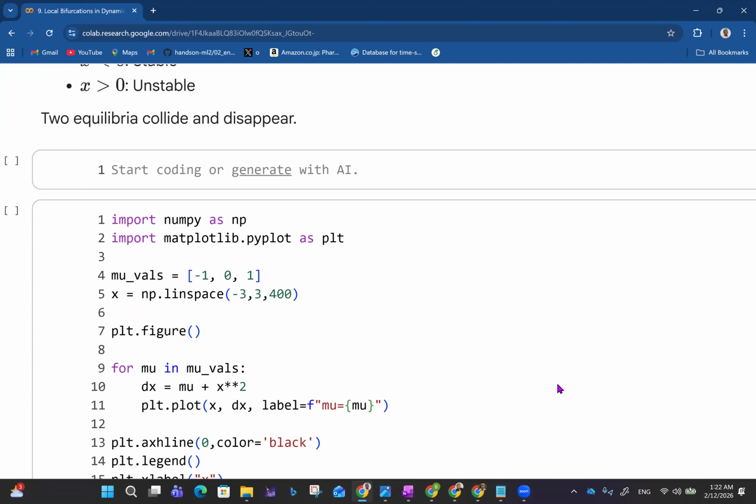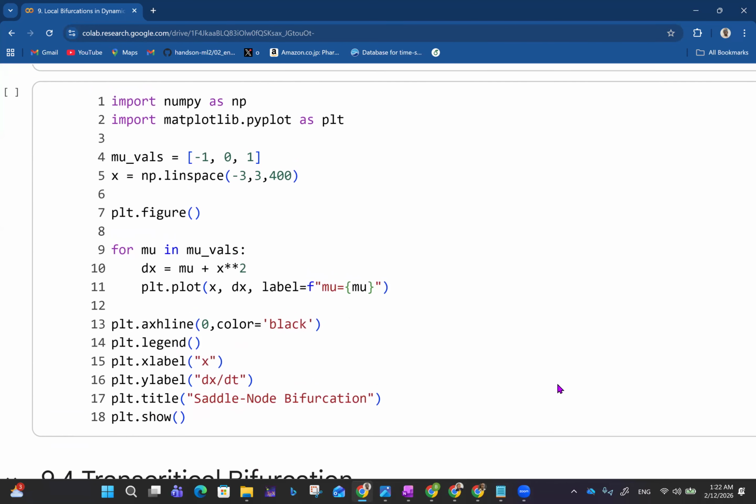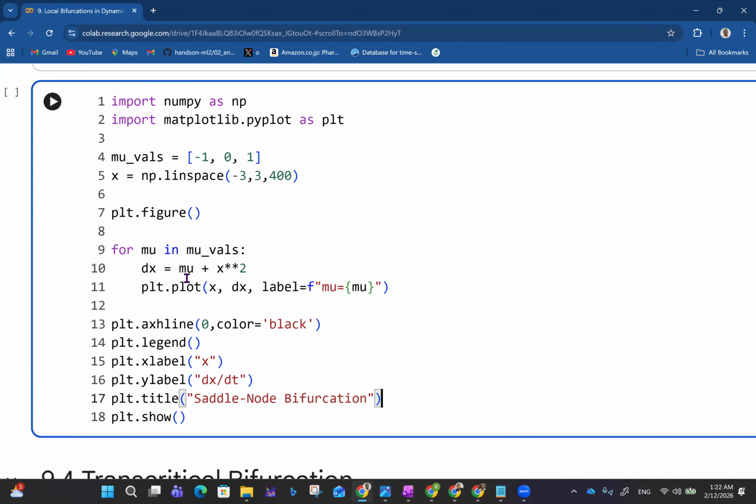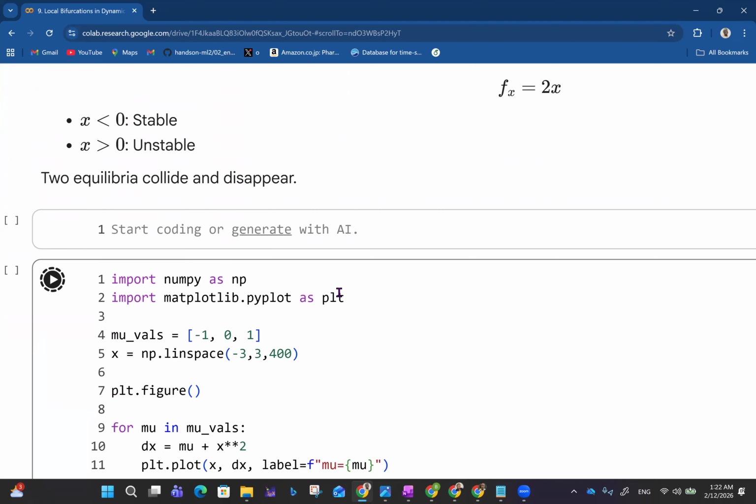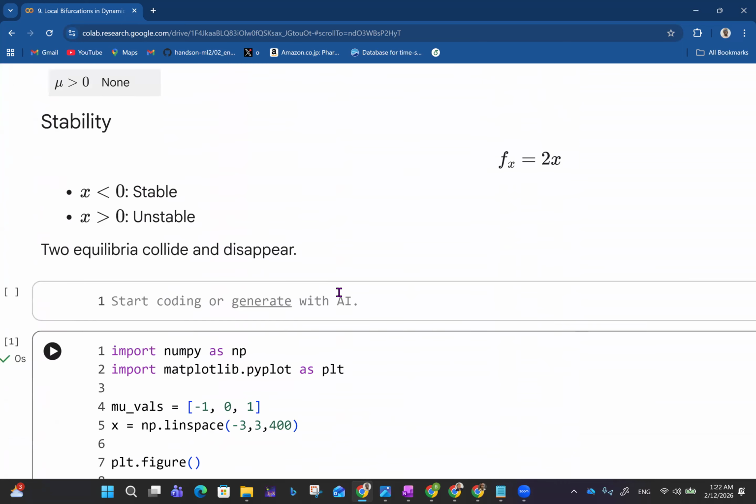So look at how that can be demonstrated here. You have mu plus x squared right here. This is the main thing we are doing. So x dot is mu plus x squared. You are plotting x against the derivative, x dot, to see the saddle node bifurcation with parameter mu. You are varying mu values like that. So if you run that now, we see what that looks like.